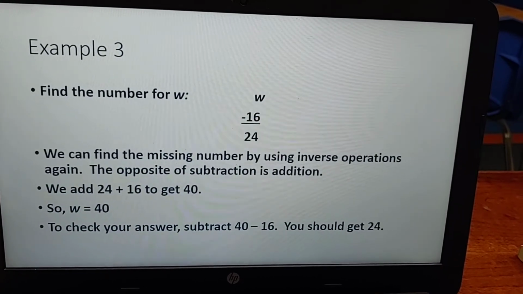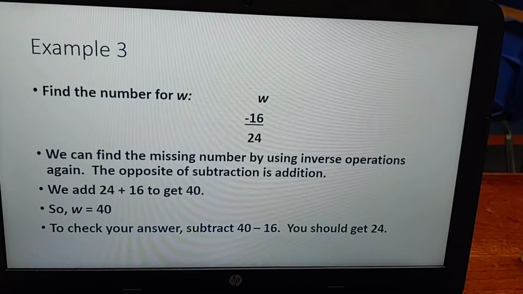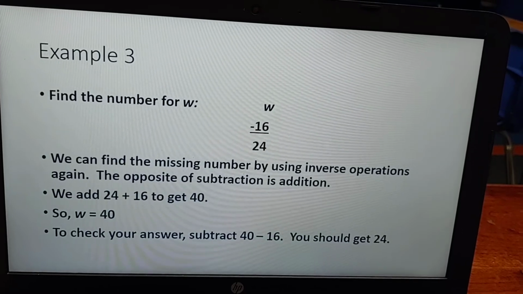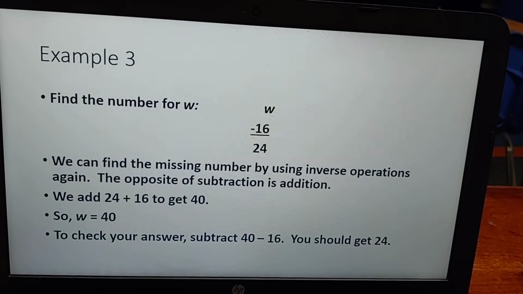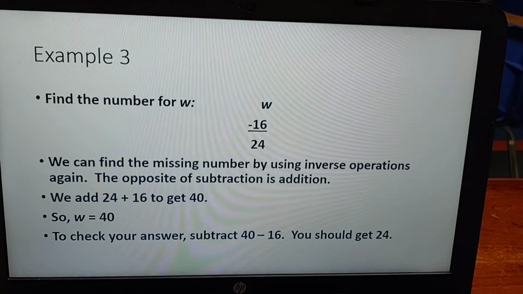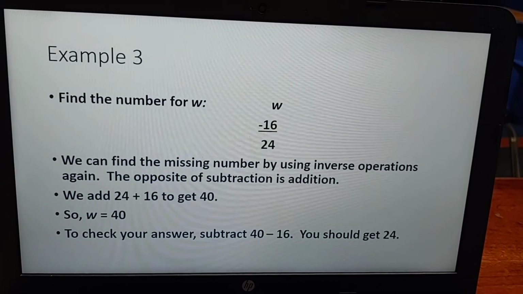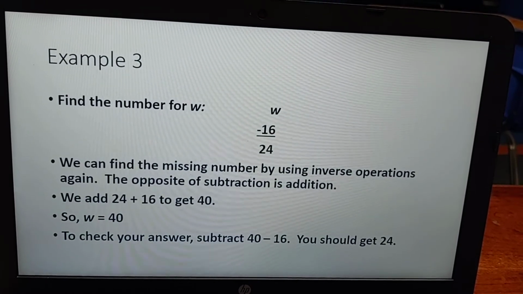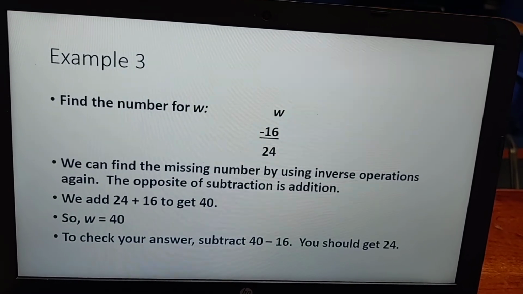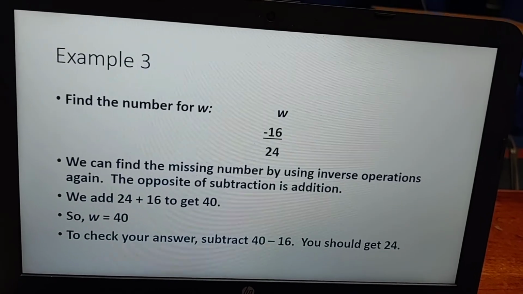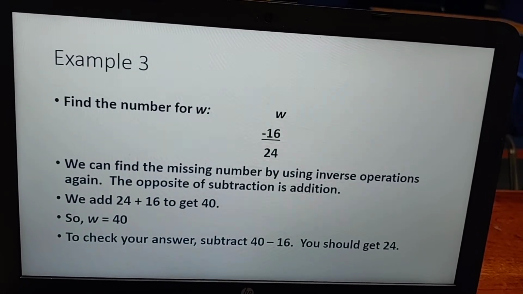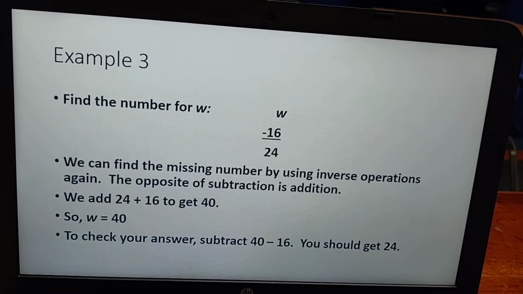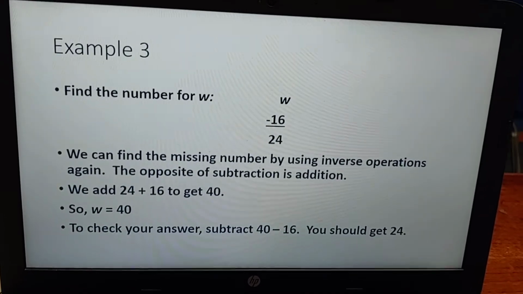Example number 3 deals with subtraction. We need to find the number for w. So we have w minus 16 equals 24. Again, we can find the missing number by using inverse operations. The opposite of subtraction is addition. So we take the numbers that we know, the difference, and add that to 16 to get 40. So w equals 40, and we can always check our answers. Plug in 40 for w, subtract 16, and we get 24.